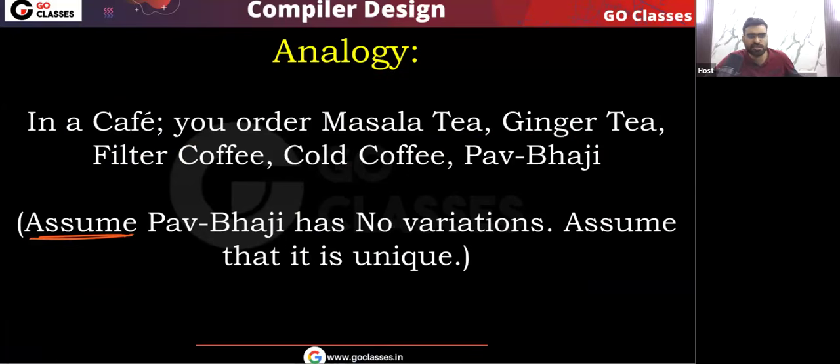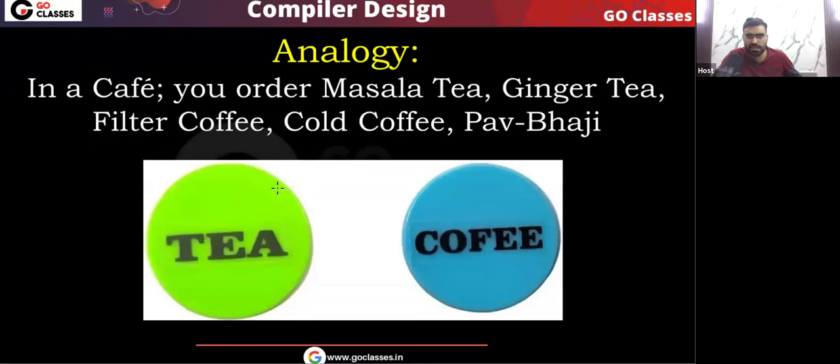Now in this situation, you tell me one thing. In this cafe, you will go to the counter. On the counter, will they generate a coupon for masala tea, ginger tea, like that? Will they generate a coupon for every separate thing? No. See what they can do. They can generate a coupon for tea. They can generate a coupon for coffee.